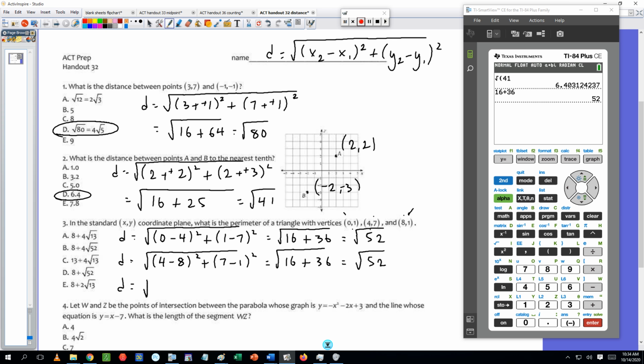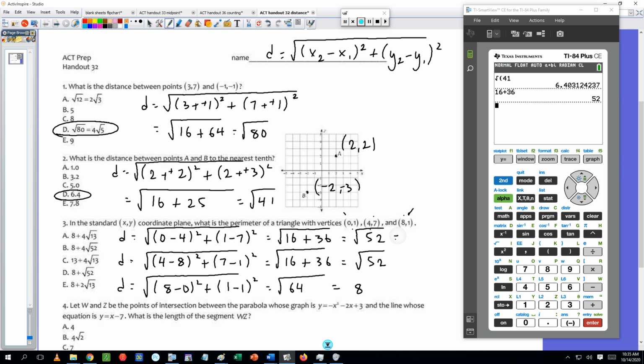to complete my triangle. 8 take away 0 plus 1 take away 1. 8 take away 0 is 8. 64 is what you get when you square. 1 take away 1 is 0. That gives you 0. Square that. This is an 8. The 52s.